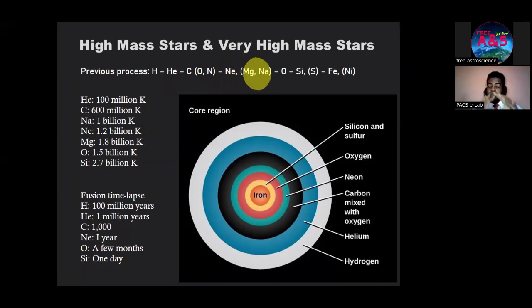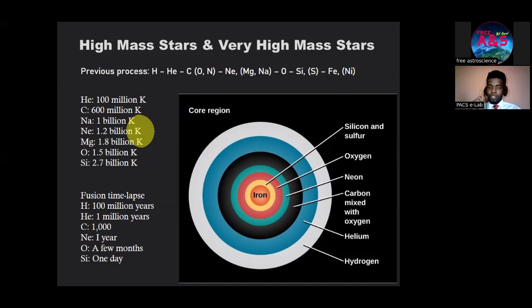You understand? So that's why I put those ones in brackets. But the major thing is the neon and the carbon. The temperature to fuse sodium is 1 billion Kelvin. The temperature to fuse neon is 1.2 billion Kelvin. For magnesium, 1.8 billion Kelvin. For oxygen, 1.5, and for silicon, 2.7 billion. So you see, it is getting hotter and hotter. So that is what is happening here.